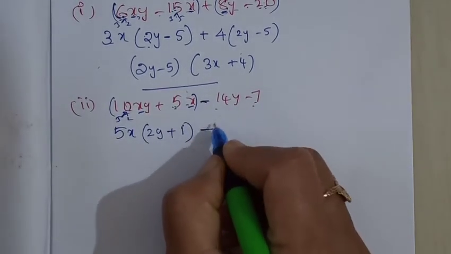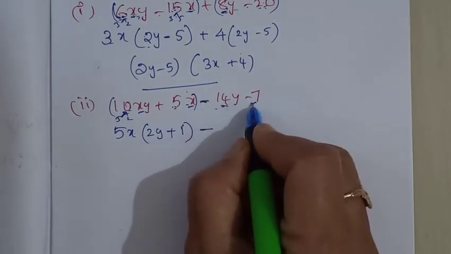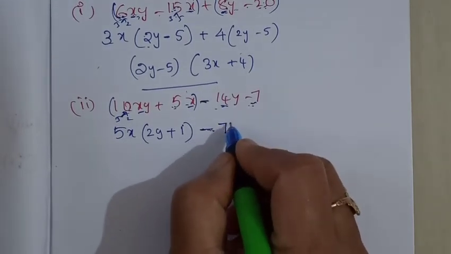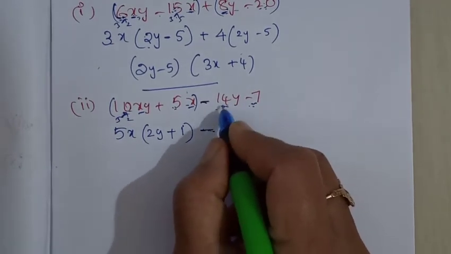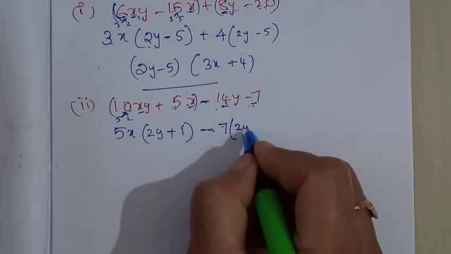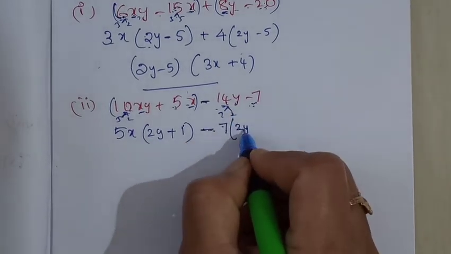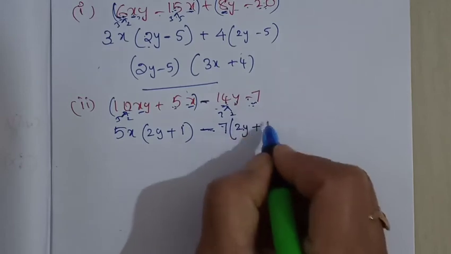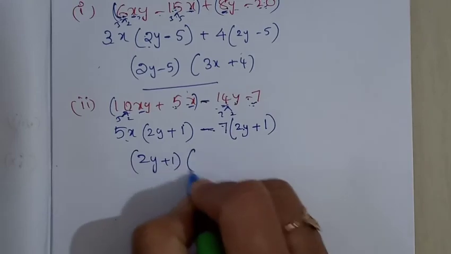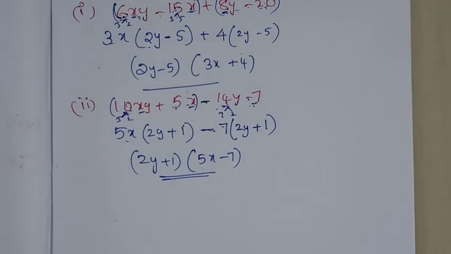Minus. Now these two are multiples of 7, so minus 7 I can take as common. So here 2y will be left, 7 2s are 14. So 7 taken out and 2 and y will be left. Minus into minus is plus, it is 1. Now from these two terms, what is common? 2y plus 1 is common. What is left here? 5x minus 7. So this is called grouping method of factorization.